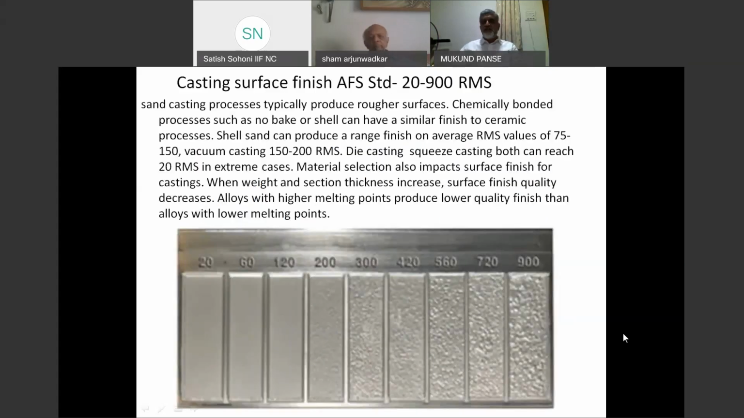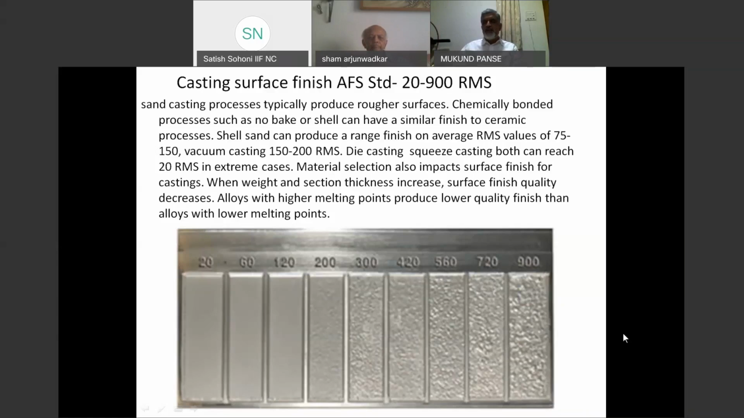The casting texture or surface finish is characterized and classified by RMS values. They are classified on a standard strata comparator from 20 to over 900. For the best of sand, that is shell molding or no-bake and very fine sand, you can try for around 150-200. For most of the castings, you will get around 400 to 500. You should try and see that you don't touch 900 or cross it.